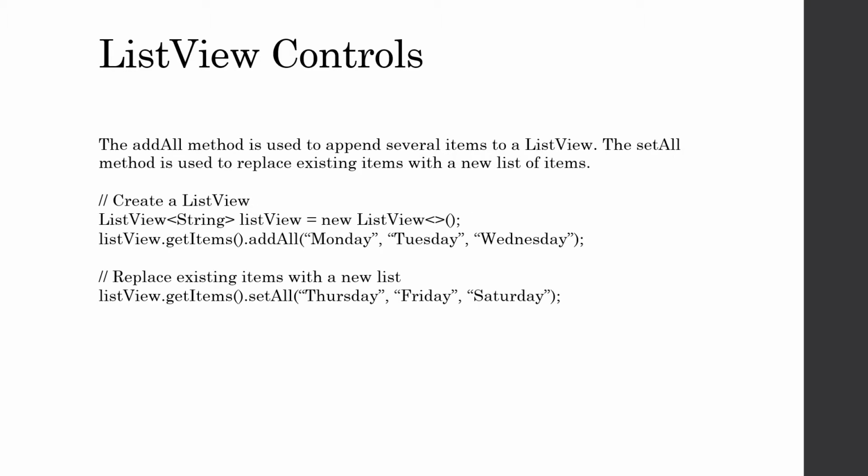We also have a couple of methods for being able to put items into our lists. We saw that addAll method already that allows you to append several items to a list view. So if we already have some content, like a couple of items in that list view to begin with, when we use addAll, it's going to just append more to the end of the list. We could also use the setAll method. That's going to replace all of the existing items with a new list of items. So it essentially is going to erase everything that's currently in the list view and then add in all of these new items that you specified.